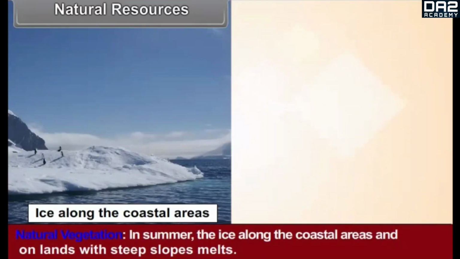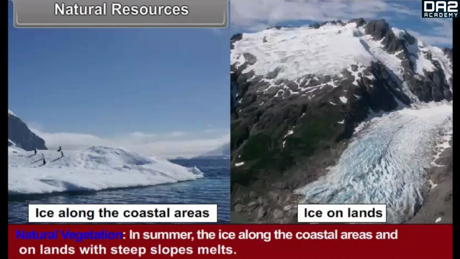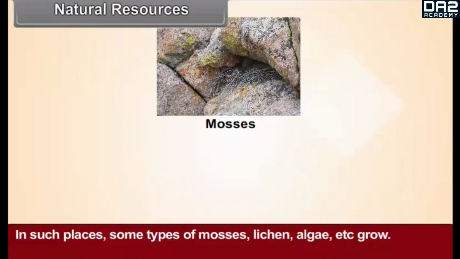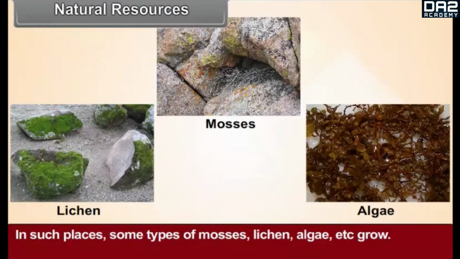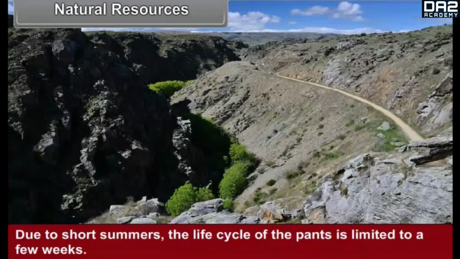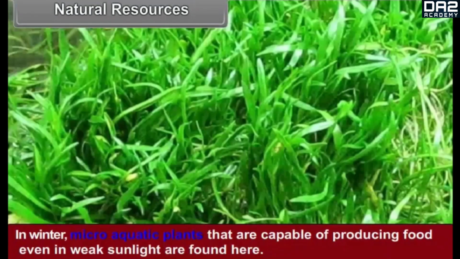Natural resources. Natural vegetation. In summer, the ice along the coastal areas and on lands with steep slopes melts. In such places, some types of mosses, lichen, algae, etc. grow. Due to short summers, the life cycle of the plants is limited to a few weeks. In winter, micro-aquatic plants that are capable of producing food even in weak sunlight are found here.